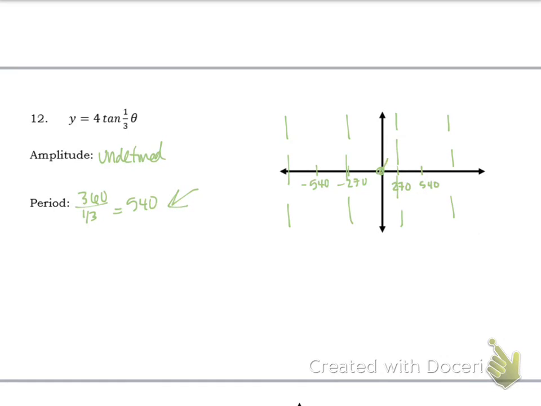Okay, I start from the center, get close, start from the center, get close, and that's all I really need to show for one period or one full rotation.